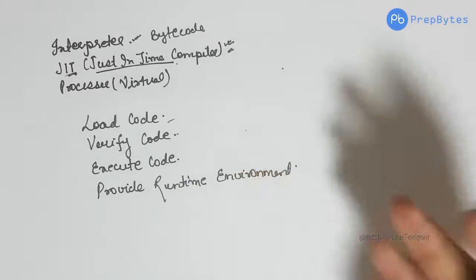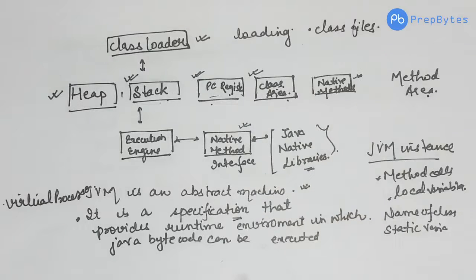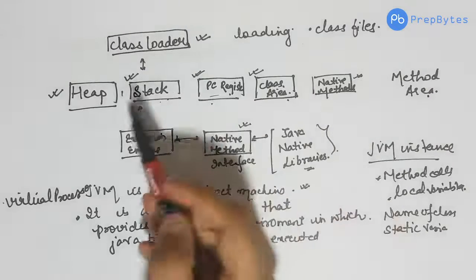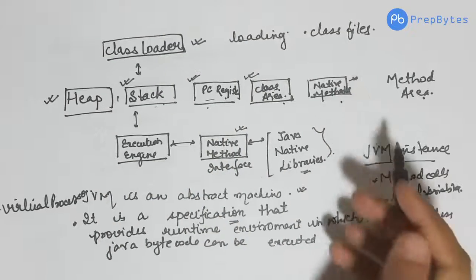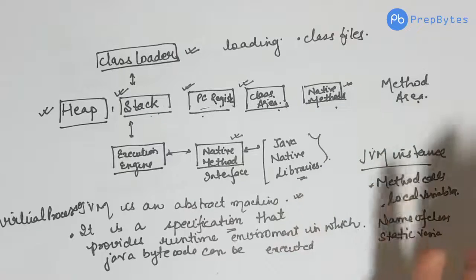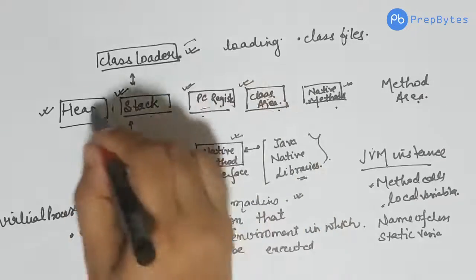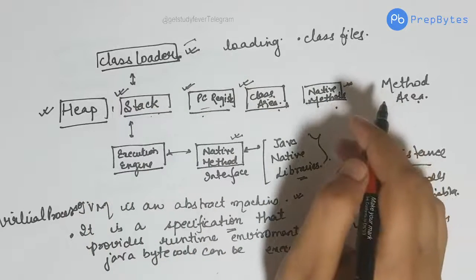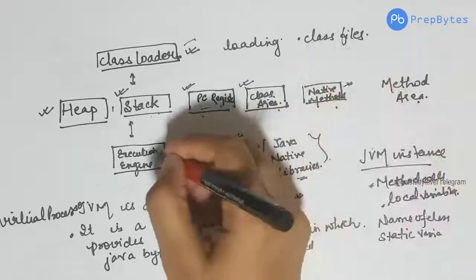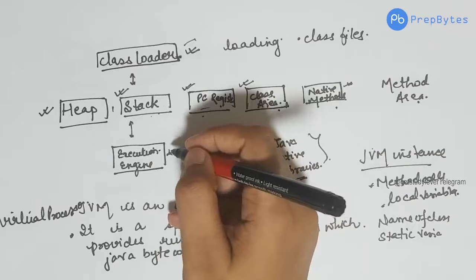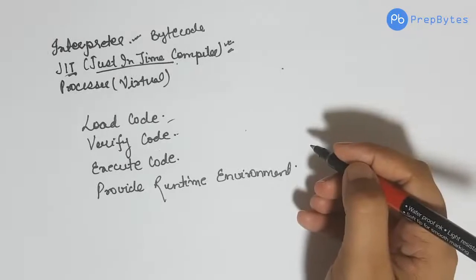And obviously when we are executing a code, we need to store several parts of our program. So we store these things in the heap, stack, PC register, class area, and native methods depending upon the kind of element that we have to store. So we have a class loader to load the class files in JVM. We have these memory areas to store the data, and then we have execution engine to do the execution. This execution engine has a virtual processor, interpreter, as well as just-in-time compilers. We have seen JDK, JVM, JRE.